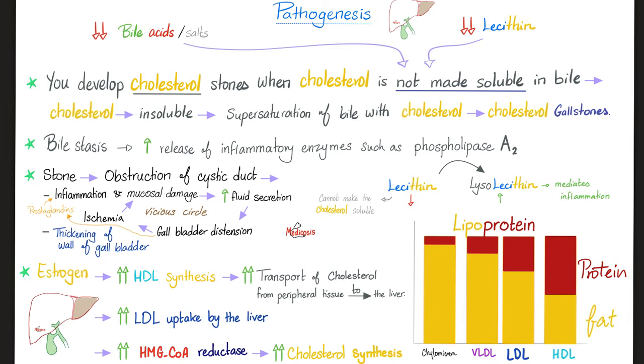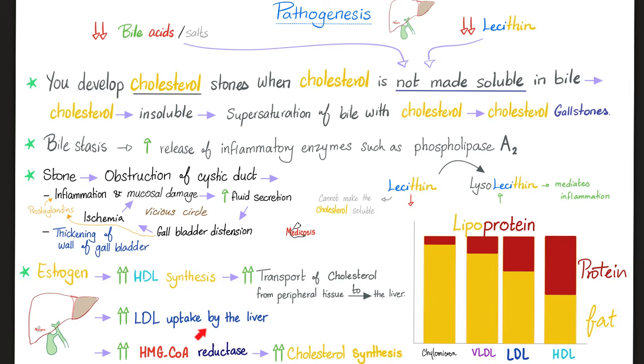Next, estrogen increases my risk of gallstones. How come? By three mechanisms. Let's go. Number one, it increases HDL synthesis. HDL transports cholesterol from the peripheral tissue to the liver. Now there is too much cholesterol going to the liver. More cholesterol in the liver, more cholesterol in the bile, more risk of cholesterol gallstones.